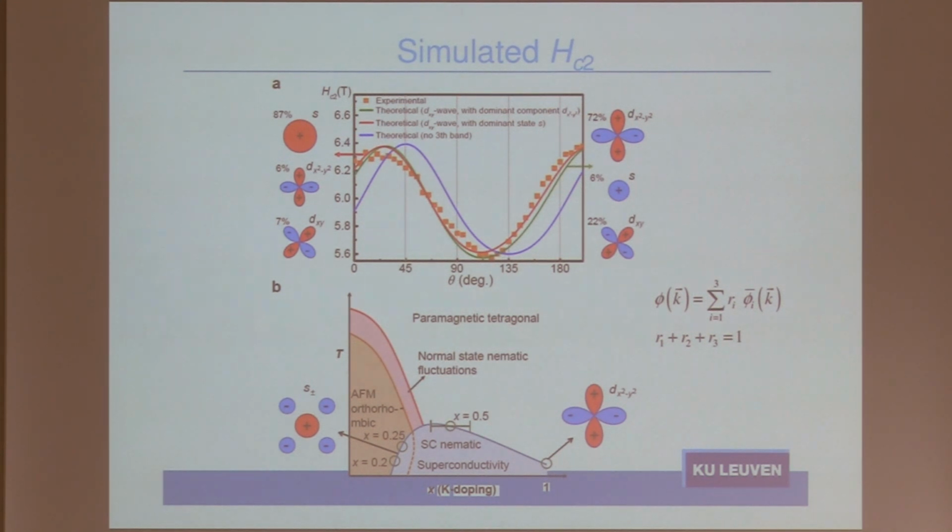So we can say, if all this is correct, that in this domain, this small domain, actually we varied the concentration by 10%, from 0.45 to 0.55, we have a domain of the so-called nematic superconducting state.